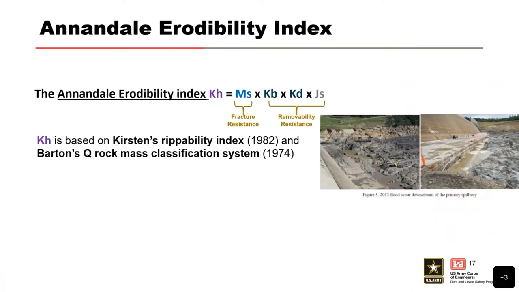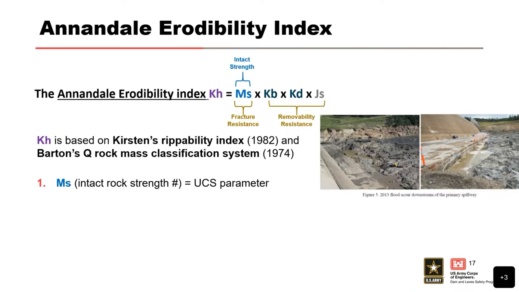The erodibility index, or KH, like I said, is based on Kirsten's rippability index and Barton's Q rock mass classification system. So Kirsten developed rock mass parameters from the field and lab data that he used to correlate how easy it was to rip or tear through a rock mass. And then Barton's system was designed for tunneling, tunnel support, and considers parameters such as rock quality designation, or RQD, joint condition, joint spacing, rock spacing, etc. So Annandale then combined the two to estimate rock mass resistance.